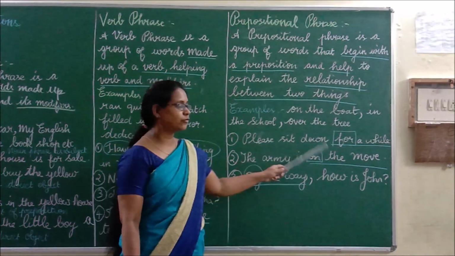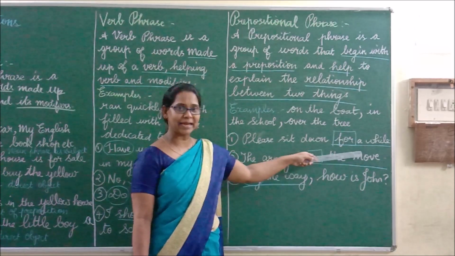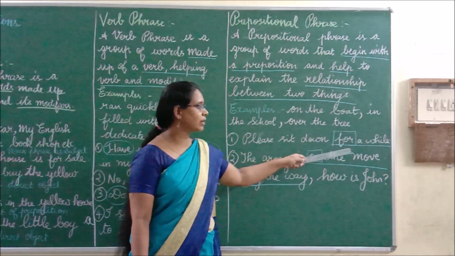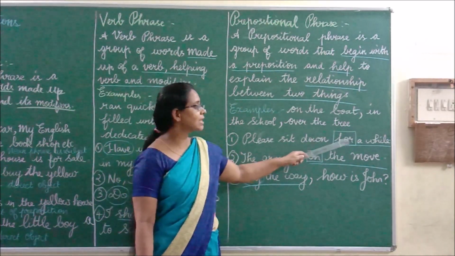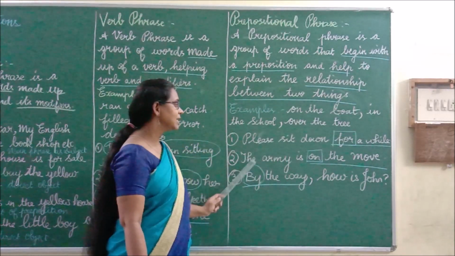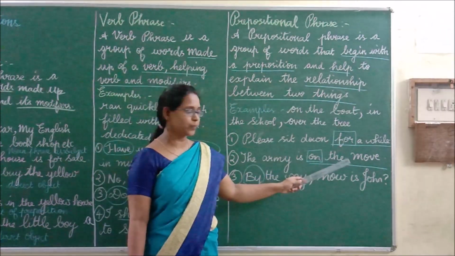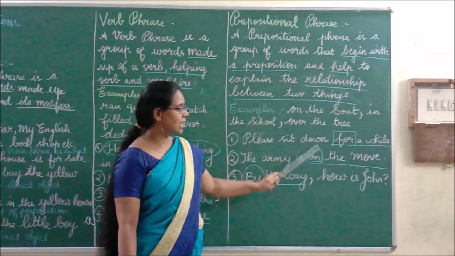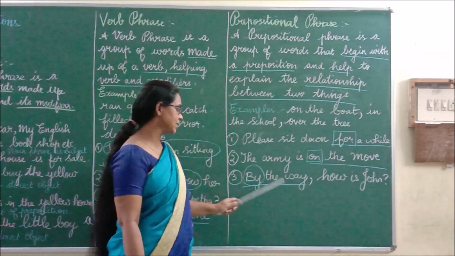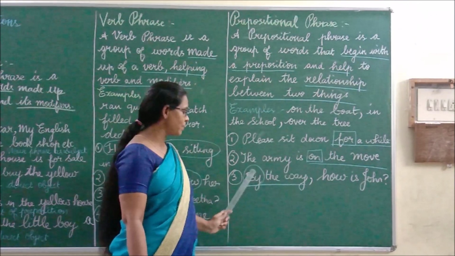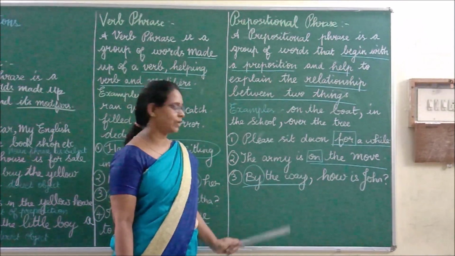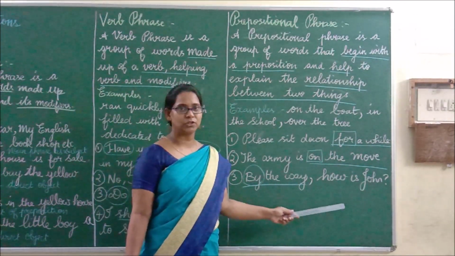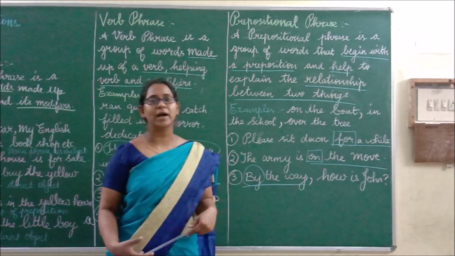Please sit down for a while. Here, for a while is a phrase. With the word for, it is a prepositional phrase. The army is on the move. On the move is a phrase, and on begins a prepositional phrase. By the way, how is John? Here, by the way is a prepositional phrase. Okay, I hope you have understood.